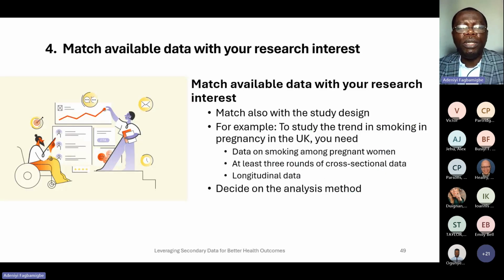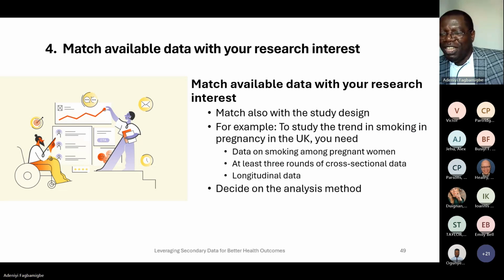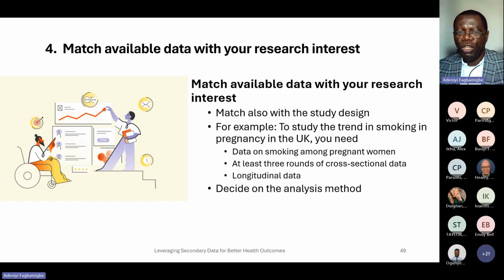You need to match your available data with, number one, your study hypothesis. There must be a linkage. You must also match with the study design. For example, if you want to study the trend in smoking during pregnancy, what will you need? You definitely need data on smoking among pregnant women. So you must make sure that the data you are using is a database of pregnant women, and of course, it must have a question on smoking.